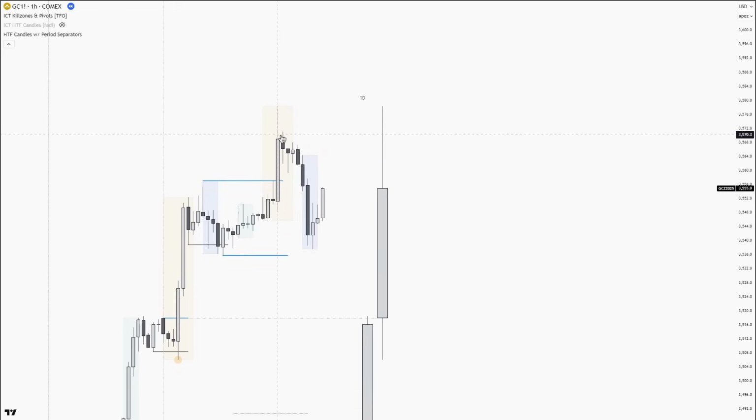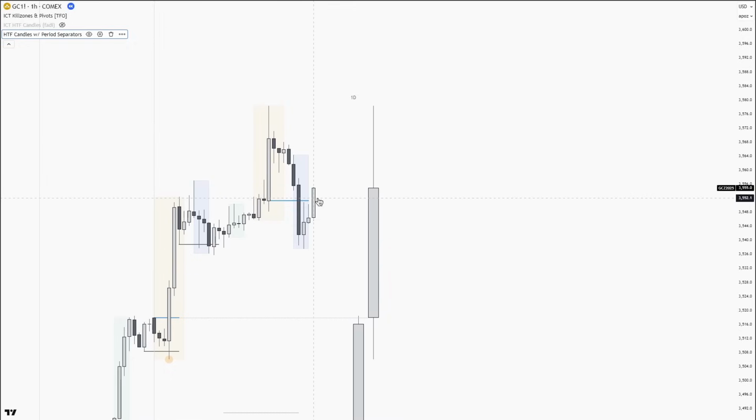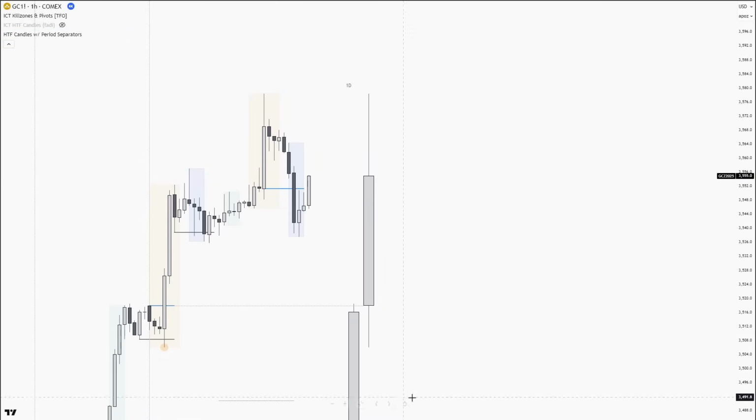Now in the London session, we have opposing run met with opposing run lower. So this is confirming this is a change in the state of delivery to the downside. So if the next candle is going to go lower, then we need to respect the 50% of the previous day's range, which in this case it is not showing, or we can use the 50% of the change in the state of delivery. If the current day is respecting that, then we will see continuation entries lower.